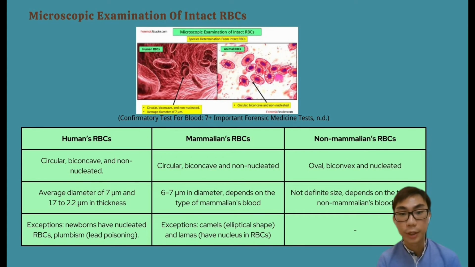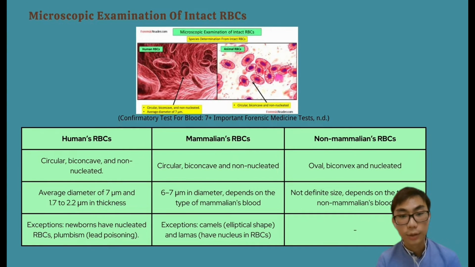So, here is the comparison of structure among the human red blood cells, mammalian red blood cells, and non-mammalian red blood cells. First of all, the structure. The structure of human red blood cells is circular, biconcave, and non-nucleated, while the mammalian red blood cells are similar to human red blood cells. However, the non-mammalian red blood cells are oval, biconvex, and nucleated.